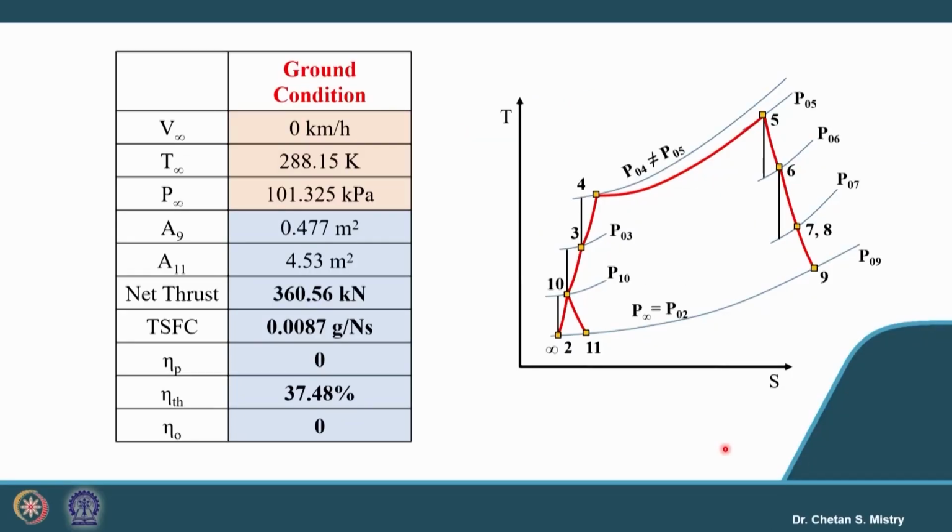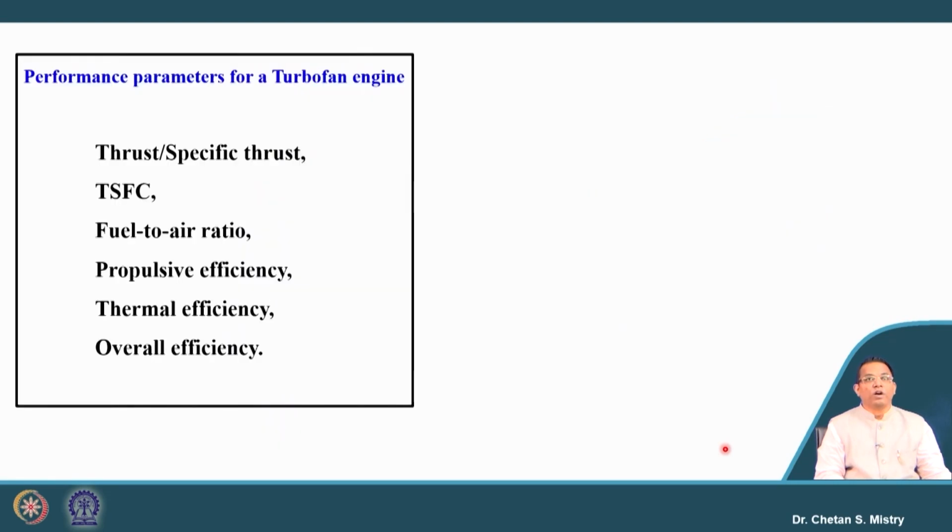So, in the last lecture we were discussing a two-spool configuration with unmixed flow, where the fan and compressor are on the same shaft, and that is driven by the LP turbine. For that we solved a numerical for the ground condition with entry pressure and entry temperature, and we did our calculation for the net thrust, thrust specific fuel consumption, propulsive efficiency, thermal efficiency and overall efficiency. So, let us move forward now.